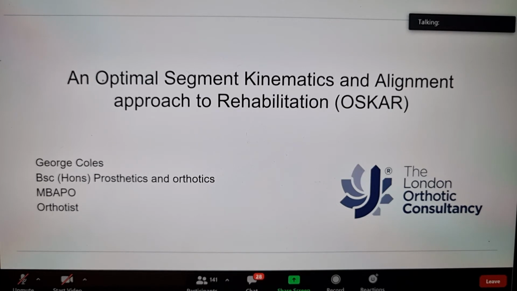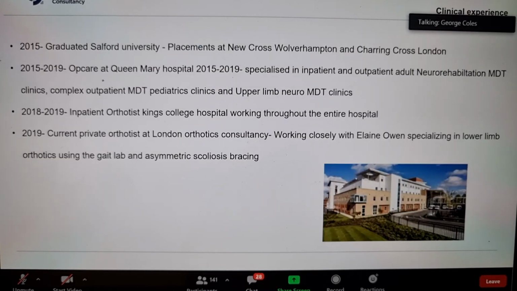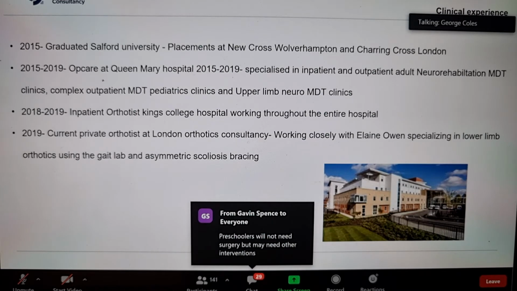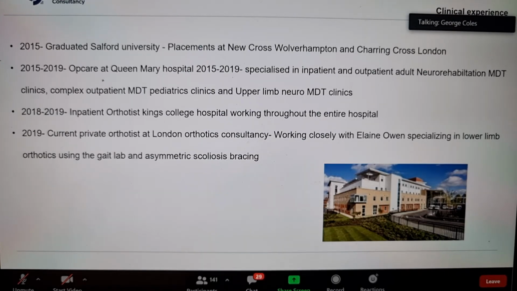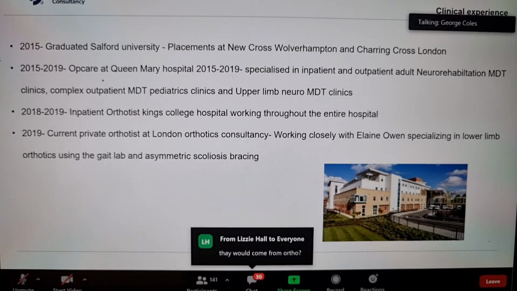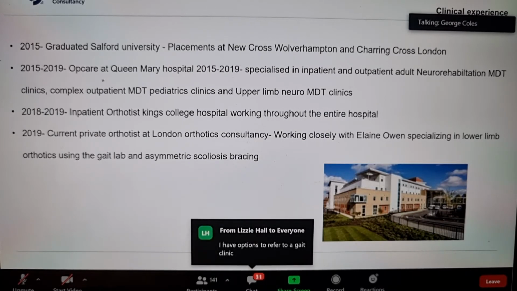Right, so just moving on. A little bit about myself. I have been working for about 6 years now. Graduated from Salford, did placements in Wolverhampton and Charing Cross. Worked 4 years at Queen Mary's Hospital here in London, in specialist inpatient and outpatient neuro rehabilitation, including MDT pediatric clinics, MDT adult clinics, MDT upper limb clinics. It's the only thing I really miss about not working in the NHS, how connected I was with everyone else. So I really appreciated that.